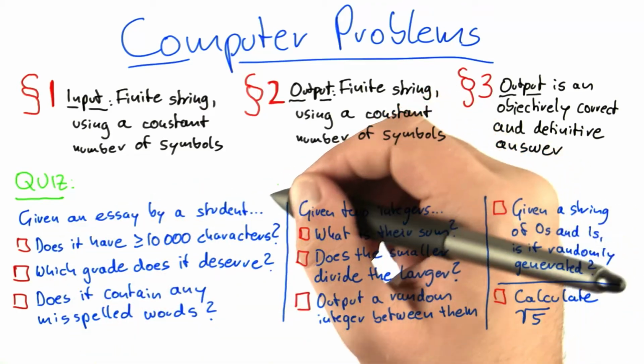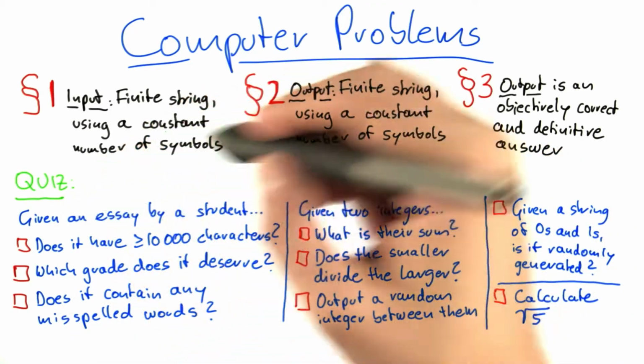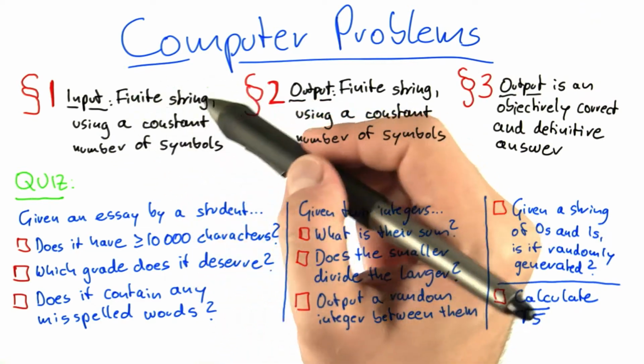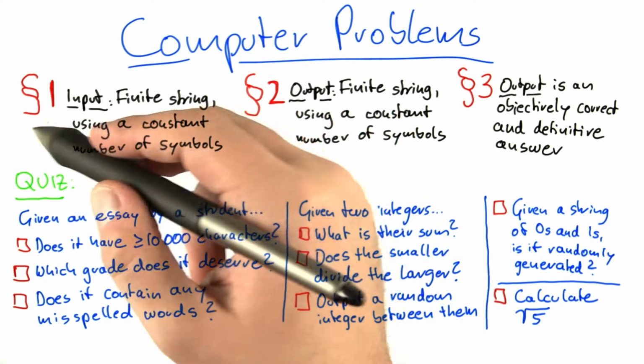So which of these problems here are computer problems? So let's just check the 3 rules. First one, given an essay by a student, that is definitely a finite string using a constant number of symbols. So rule 1 here is okay.